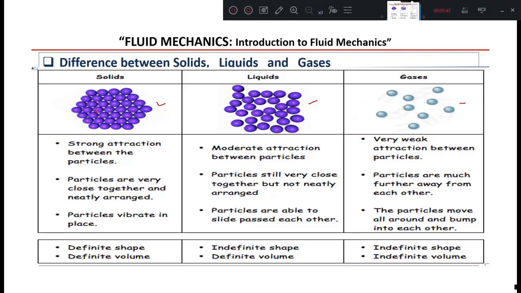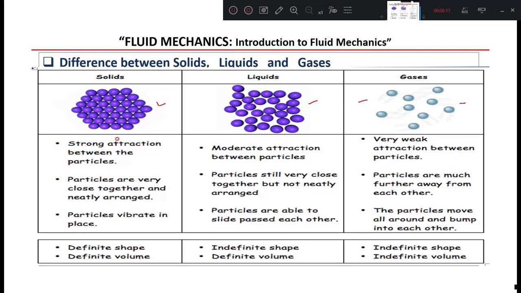Then if you take the position of the molecules in case of solids, the positions are fixed. They are not placed randomly. They have a fixed position. In case of liquids, there is greater freedom of movement. That's why the liquid can be transferred from one container to another container. And in case of gases, they have maximum freedom of motion.